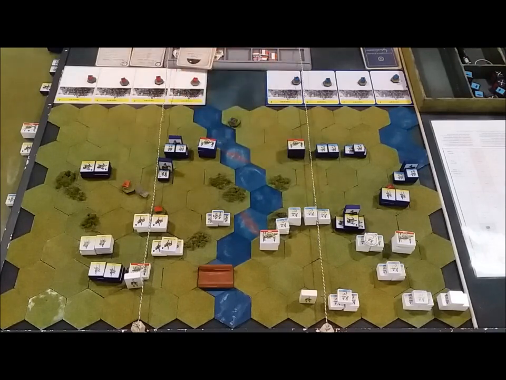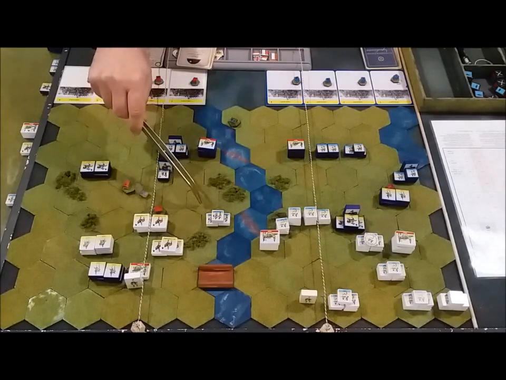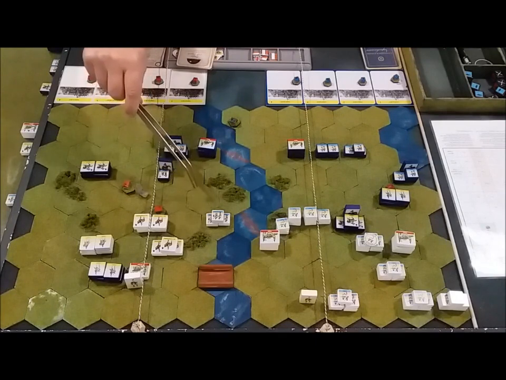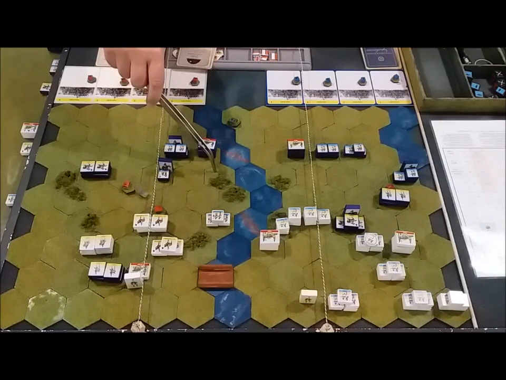This guy could come forward if he wanted to. That's not going to achieve much. The grenadiers could come forward and take on the foot, and then they would still be protected by the forest. And they're not a guard, they're a grenadier, so they don't get any extra for that. Okay.